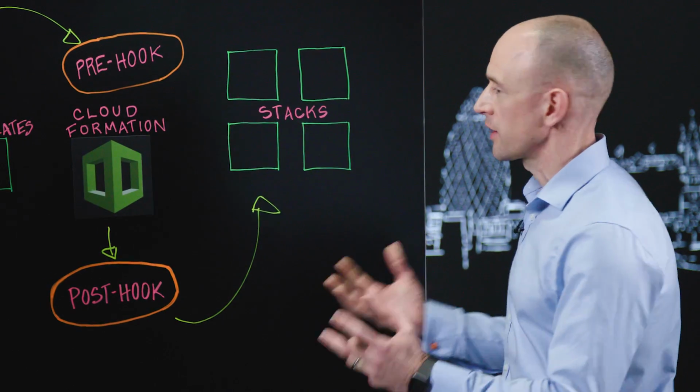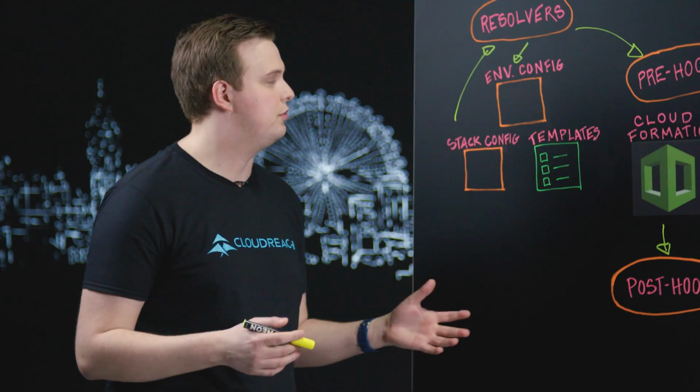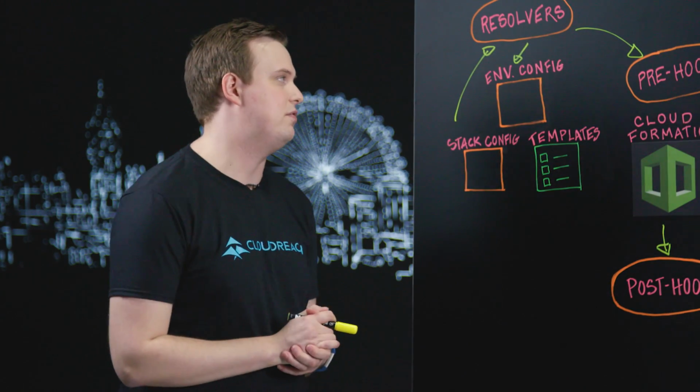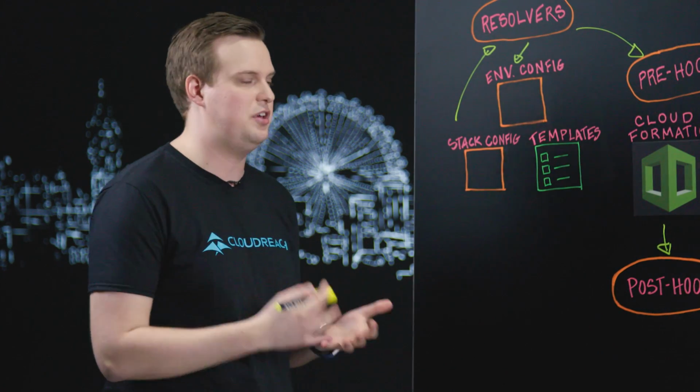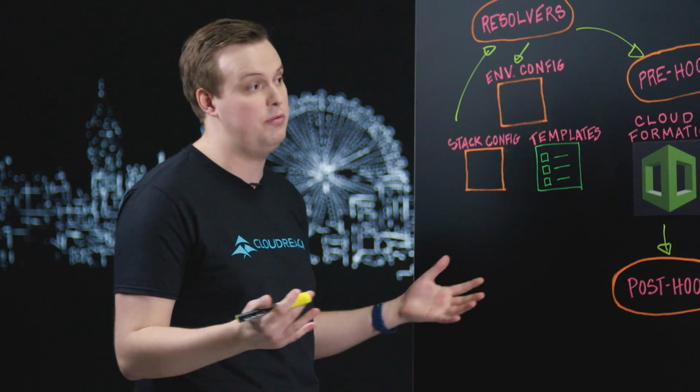How can customers or partners get hold of Sceptre? Sceptre is open sourced. You can find it at github.com/cloudreach/Sceptre. We have documentation and examples to get up and running with as well.